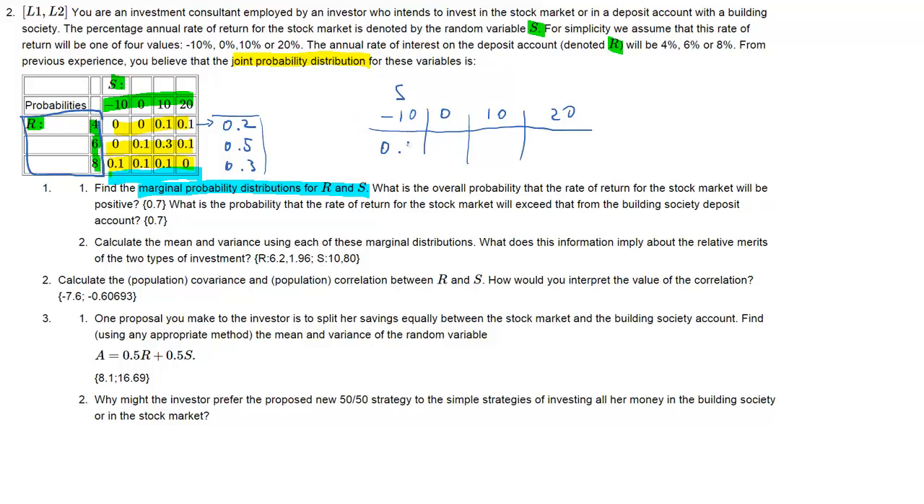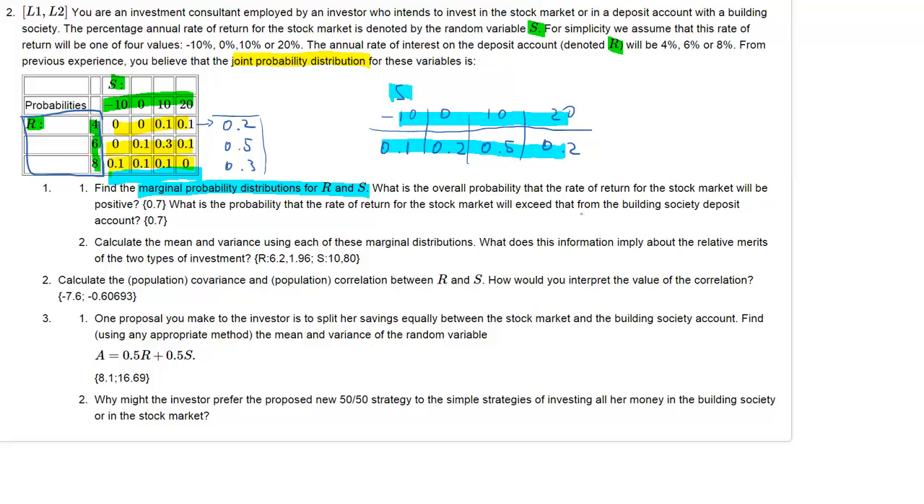There are 4 potential outcomes for S. Probability that S takes -10 is 0.1, that it's 0 is 0.2, and so forth. And again, these probabilities add up to 1. This is the marginal probability distribution for S.